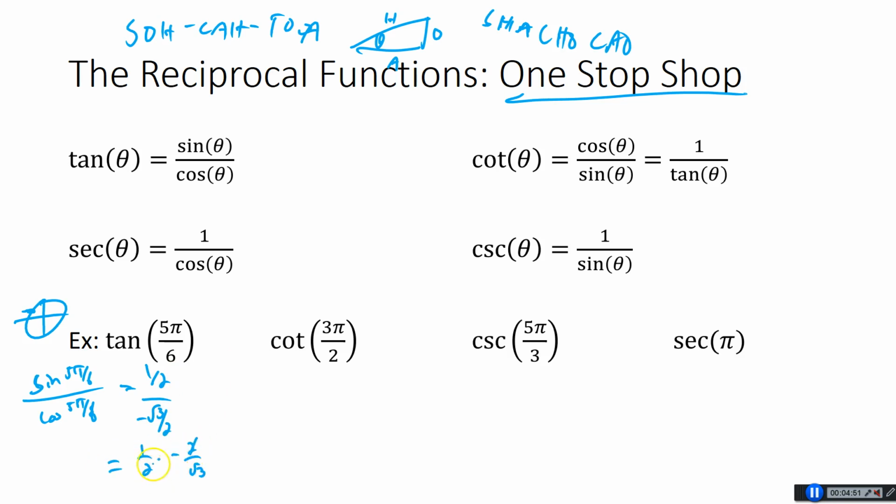The 2's cancel. So we have negative 1 over root 3. To rationalize that, multiply by root 3 over root 3. You get root 3 on the top, and you get 3 on the bottom. Okay? So you can see there's a lot of work involved, right? But if you know sine and cosine, that's all you have to know.